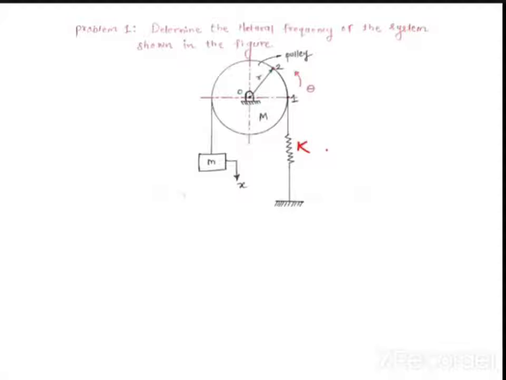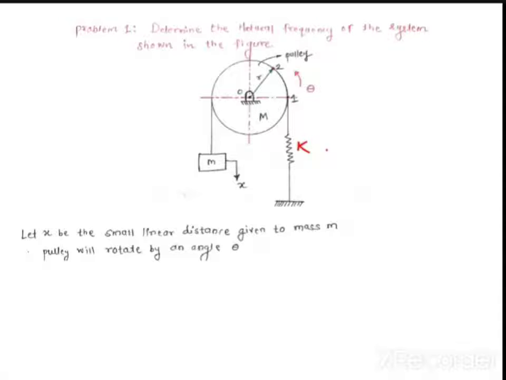Okay. Now let us start. So how will you start with the problem? Let us say point number 1, point number 2, and this is nothing but theta, and this is nothing but x. So x is the small linear displacement given to the mass m. So the pulley will rotate by an angle theta.